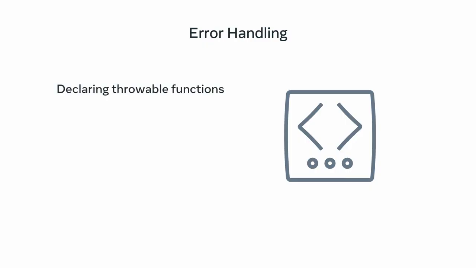The first lesson covered error handling. Here, you were introduced to the concept of throwable functions, a type of function that can throw an error. You learned that you can declare a throwable function by using the keyword throws right after the function definition, and the keyword throw to throw an error.